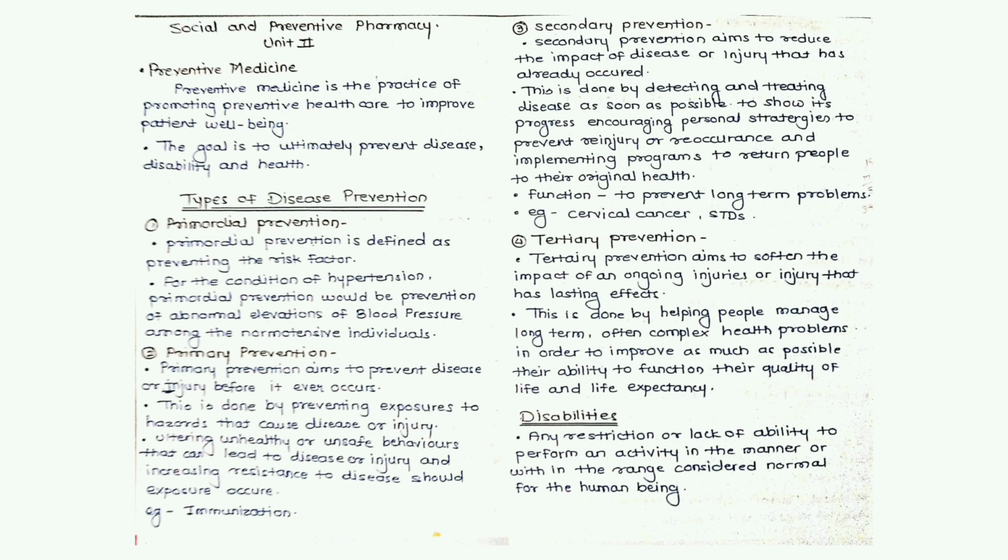Examples of primary prevention include vaccination. Immunization is one of the most effective ways to prevent infectious diseases. Vaccines stimulate the body's immune system to produce antibodies that can protect against future infections. Healthy lifestyle. A healthy lifestyle, including regular exercise, a balanced diet, and avoiding smoking and excessive alcohol consumption, can help reduce the risk of developing chronic diseases like heart disease, diabetes, and certain types of cancer.